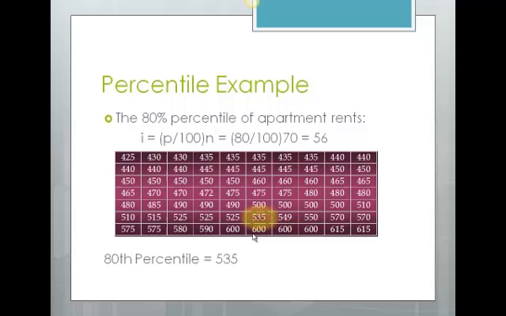So here we can look at a percentile example. The 80th percentile of apartment rents is what? So 80 divided by 100, that's 0.8 times 70, that gives me 56. So 56 itself means nothing. That means that we're looking at the 56th observation. Okay? So the 56th observation is 535.